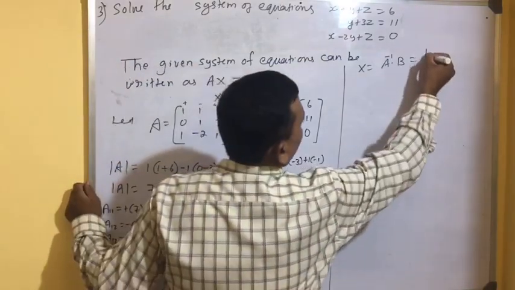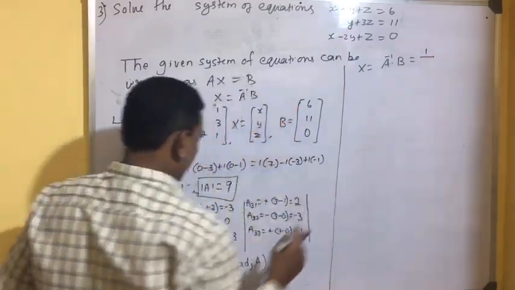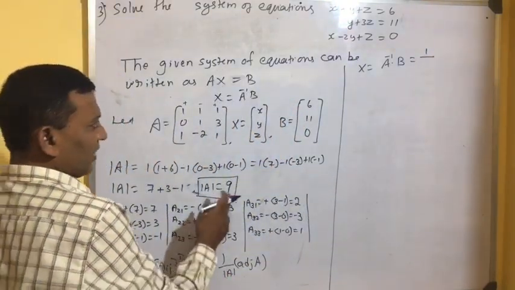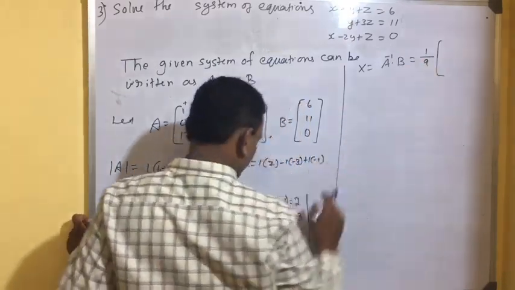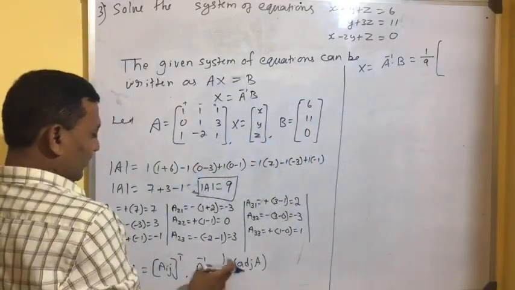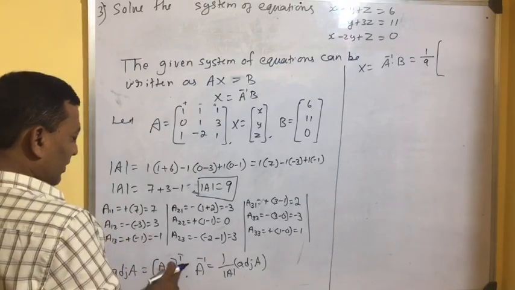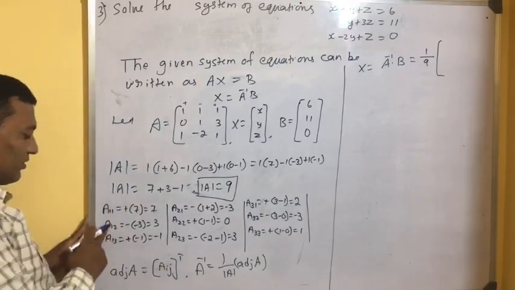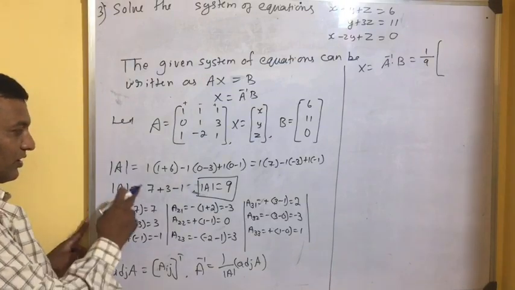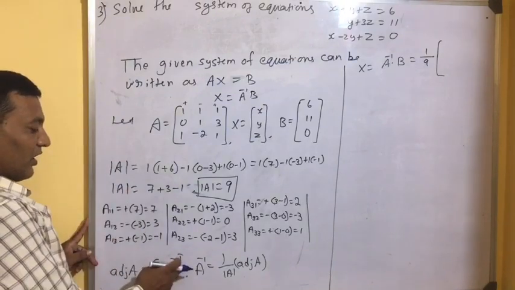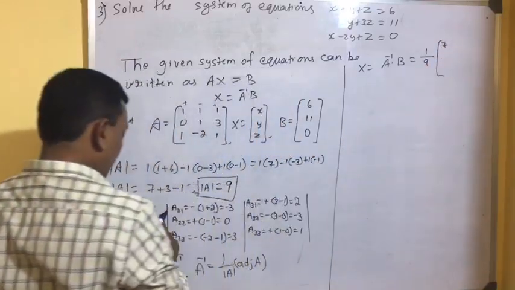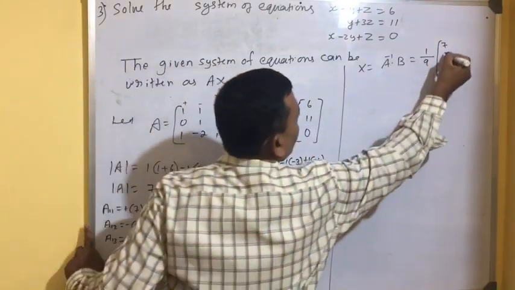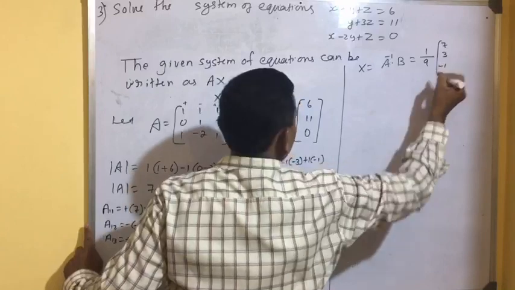So I will take here 1 by determinant of A. That is, determinant of A is 9 into A inverse. We have adjoint of A. For adjoint A, we have to write the cofactor matrix transpose. These are the elements of cofactors of first row. I am going to write this in terms of first column, so that I get the transpose. That is 7, 3 and minus 1.